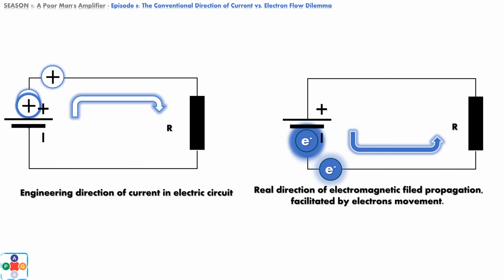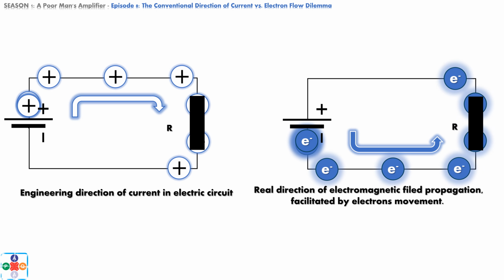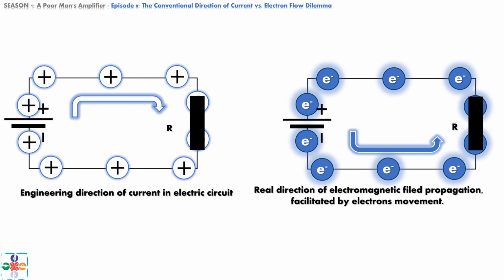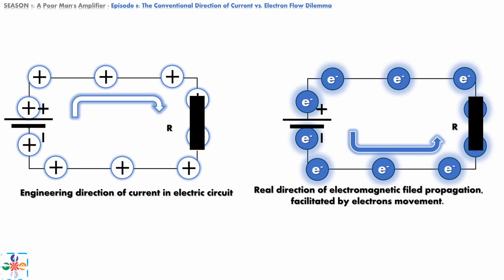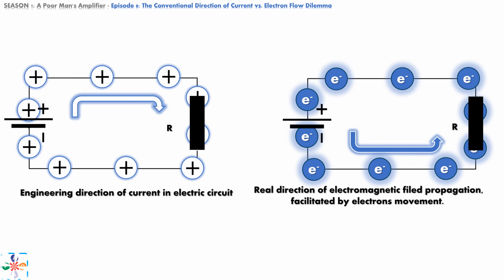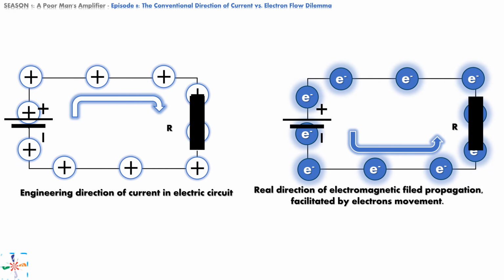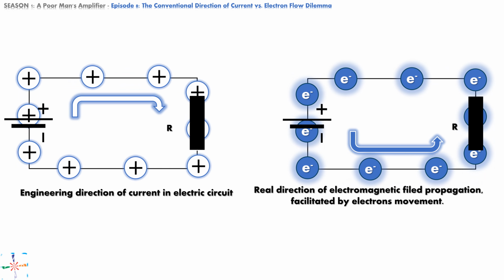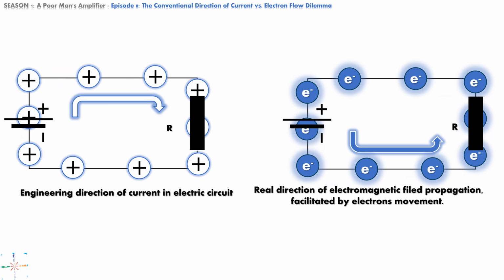The animation shows the two currently used directions of current propagation in conductors. On the left-hand side, we have Benjamin Franklin's, and today's modern description, the engineering direction of flow of current, as it is referred to. On the right-hand side we have the natural direction, which is the real direction in which the electromagnetic field propagates in conductors. Here's a key takeaway: while electron flow is the physical reality, the engineering direction of current in circuits is a useful and widely accepted convention. It's widely used in circuit analysis and engineering.